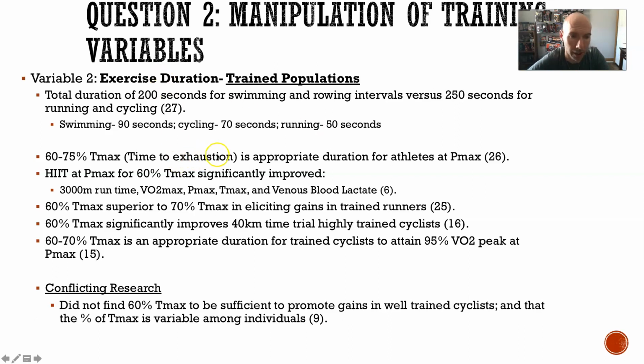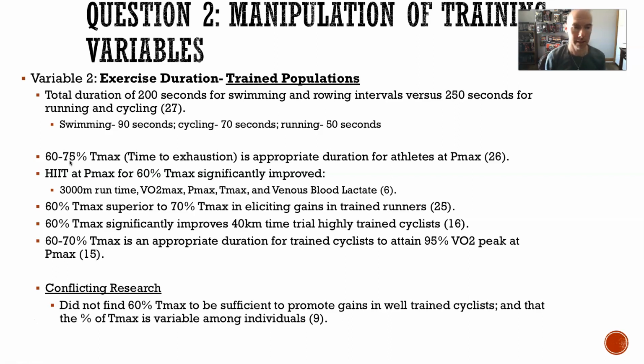Okay. Another way that this was looked at was using another variable that they referred to as the Tmax, which is time to exhaustion at your Pmax. Okay. So how long do I need to go before I'm exhausted? And the conclusion that a few different papers found was that the work interval should be a time equivalent to 60 to 70% of your time to exhaustion.